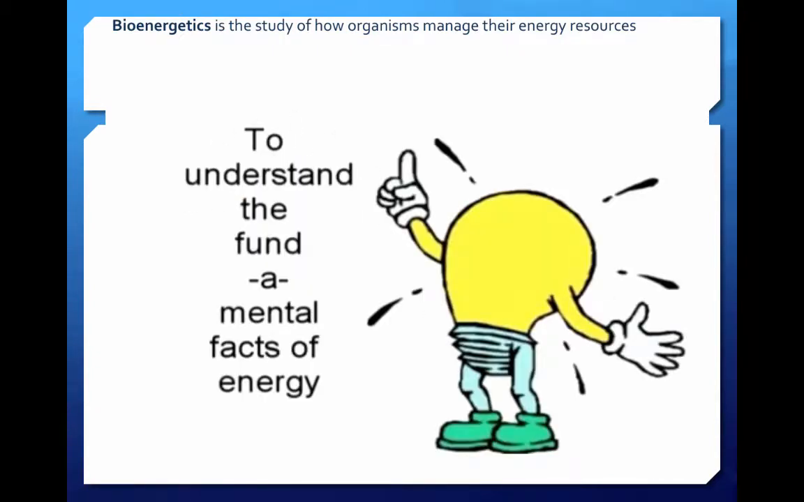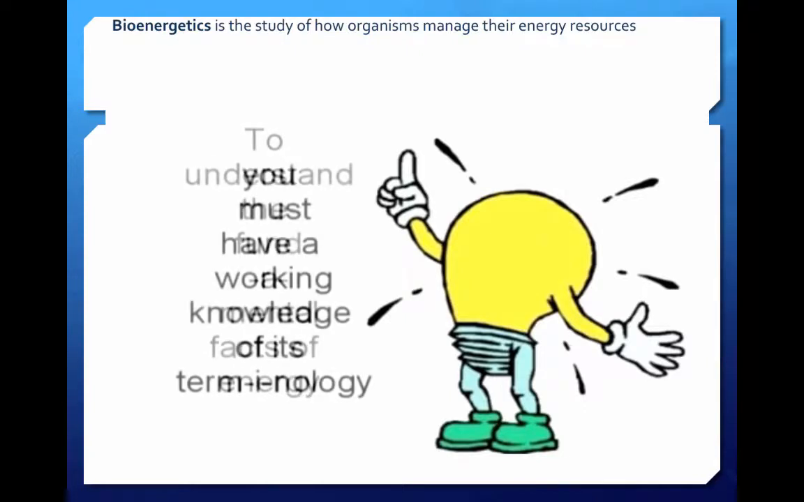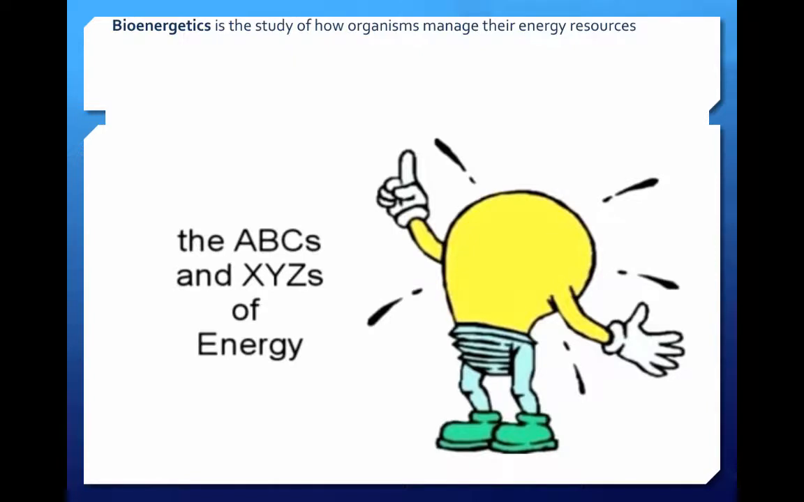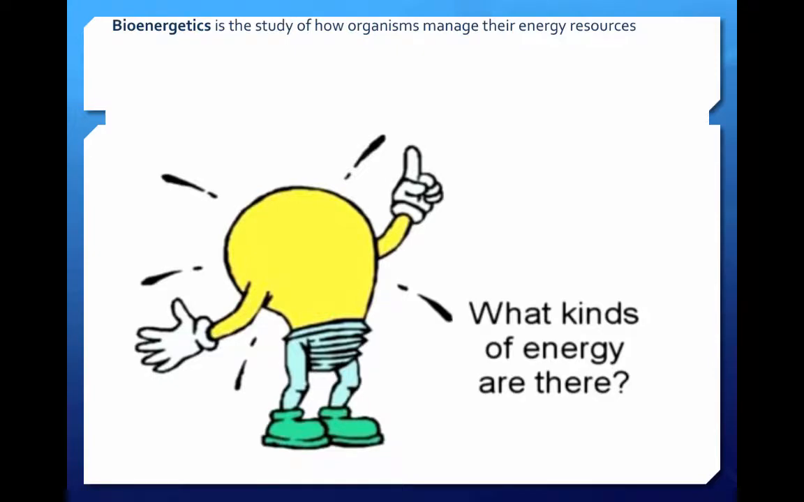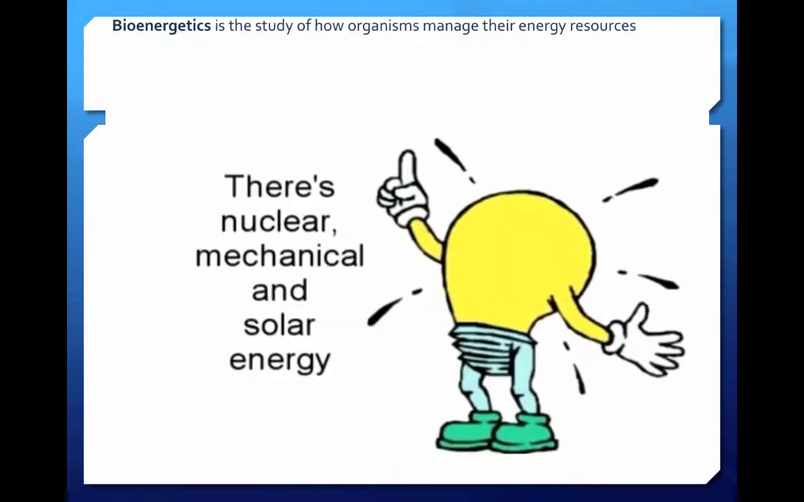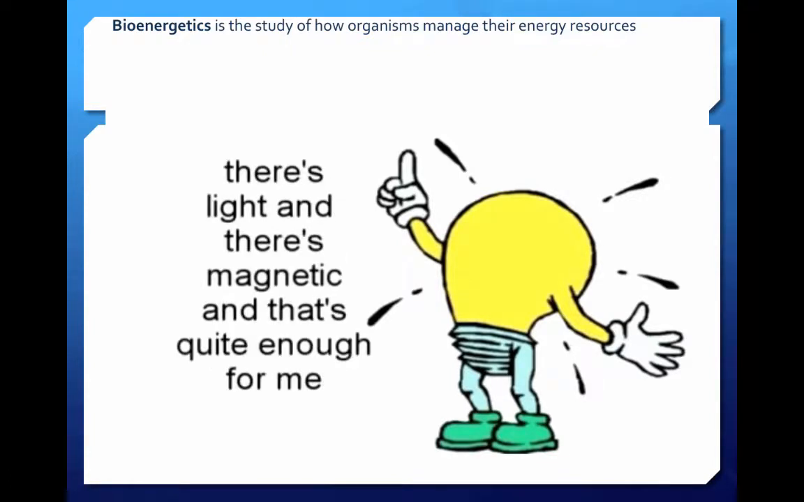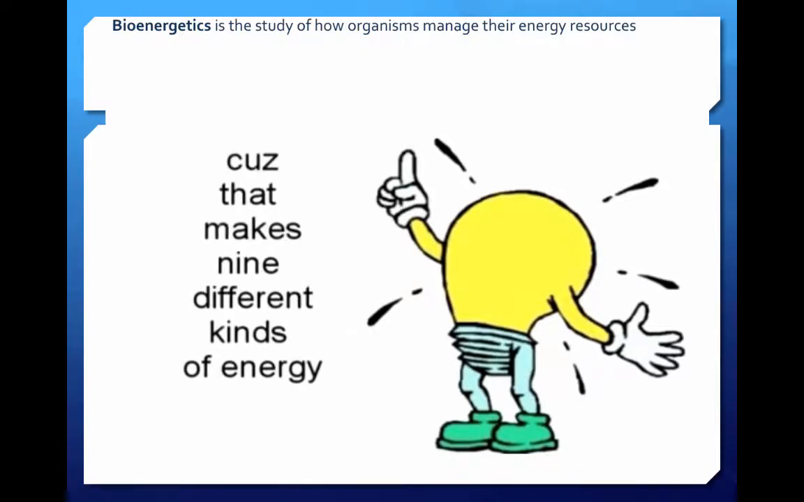To understand the fundamental facts of energy, you must have a working knowledge of its terminology. From atoms down to X-rays, sing along and learn with me the ABCs and XYZs of energy. What kinds of energy are there? There's nuclear, mechanical, and solar energy, and electrical, and chemical, and radiant, and heat. There's light and there's magnetic, and that's quite enough for me, 'cause that makes 9 different kinds of energy.